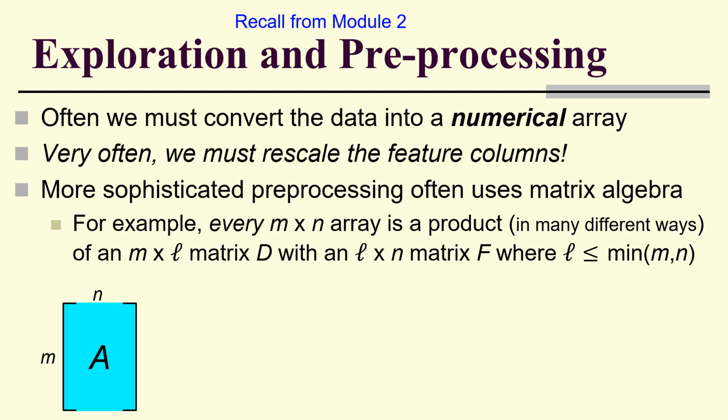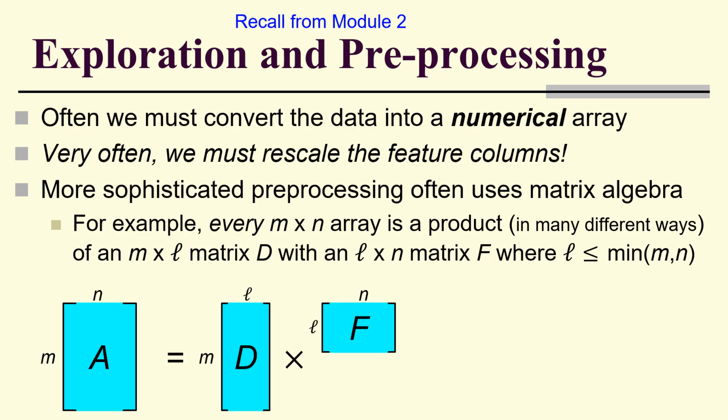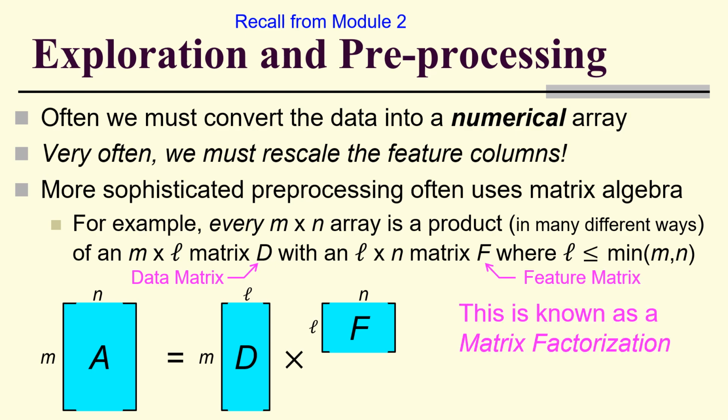For example, every m by n array is a product, in many different ways, of an m by l matrix D with an l by n matrix F, where l is the smaller of m and n. In other words, any rectangular array A can be written as this product. We often call D a data matrix, and we often call F a feature matrix. This is known as a matrix factorization or a matrix decomposition.